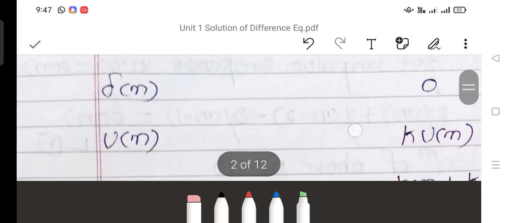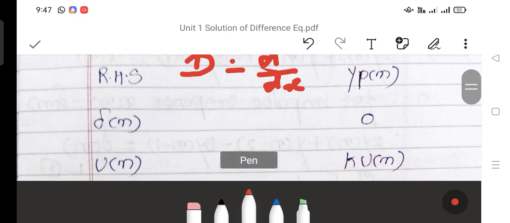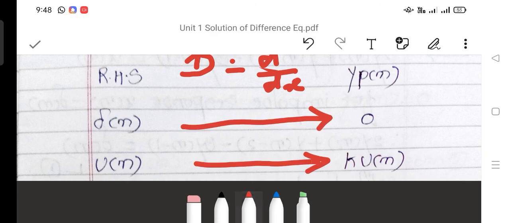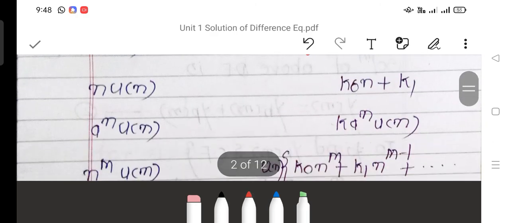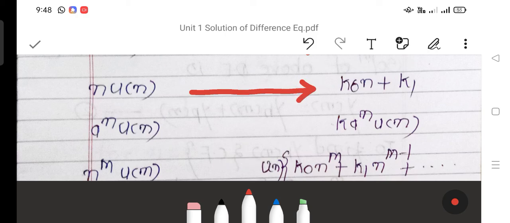Now if RHS is delta of n, then yp of n is 0. If RHS is u of n, then yp of n will be k into u of n. Then if RHS is n into u of n, that means unit ramp sequence, then the PI will be k0 n plus k1.